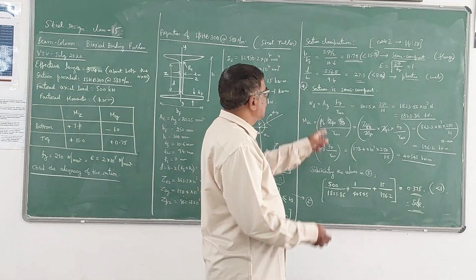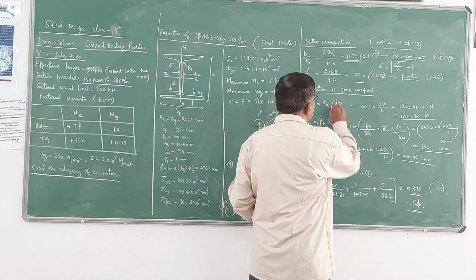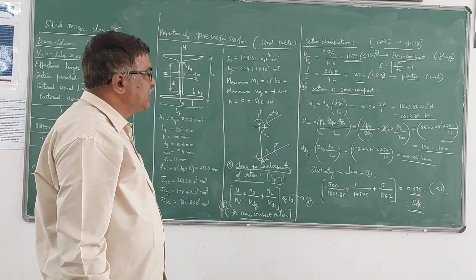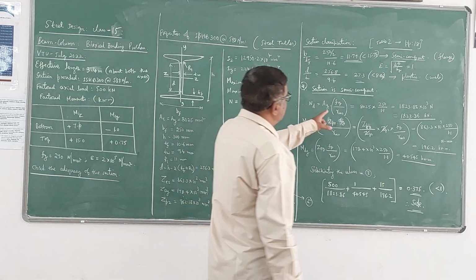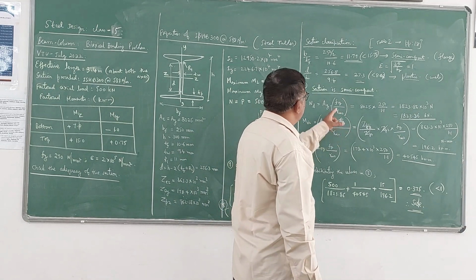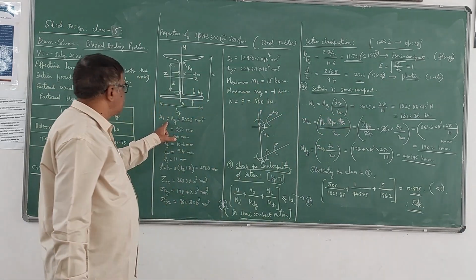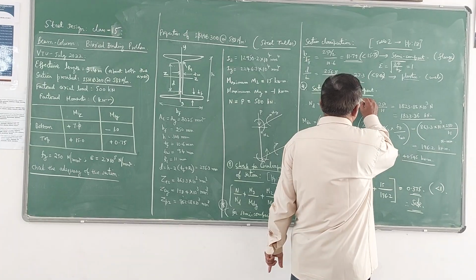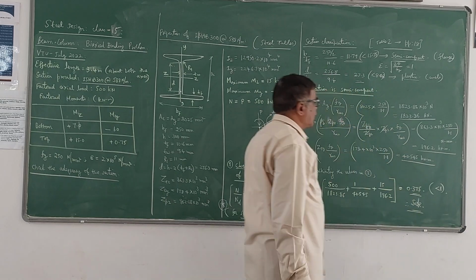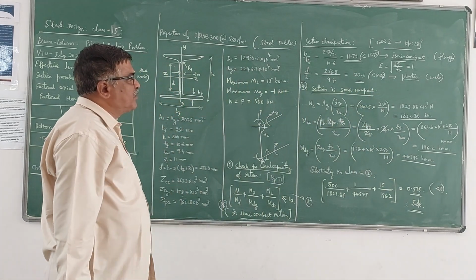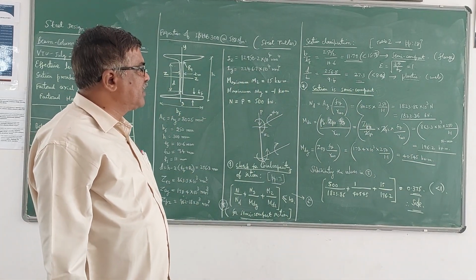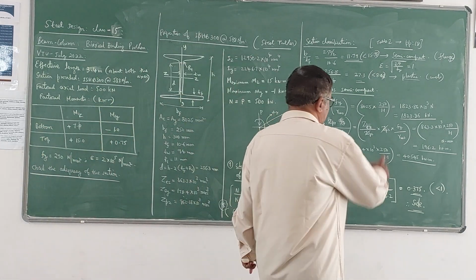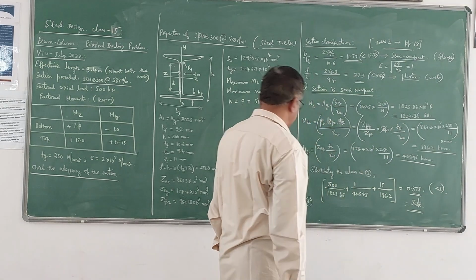Nd is nothing but the design compressive strength due to yielding, which is given by this formula: Ag into Fy by gamma Mo. Ag is the gross cross-section area, 8025 mm square, Fy is 250 Newton per mm square, and gamma Mo is 1.1, the partial safety factor. If you simplify that, you will get 1823.86 kilonewton. You get the value in Newton, which you can convert to kilonewton. That is the value of Nd.